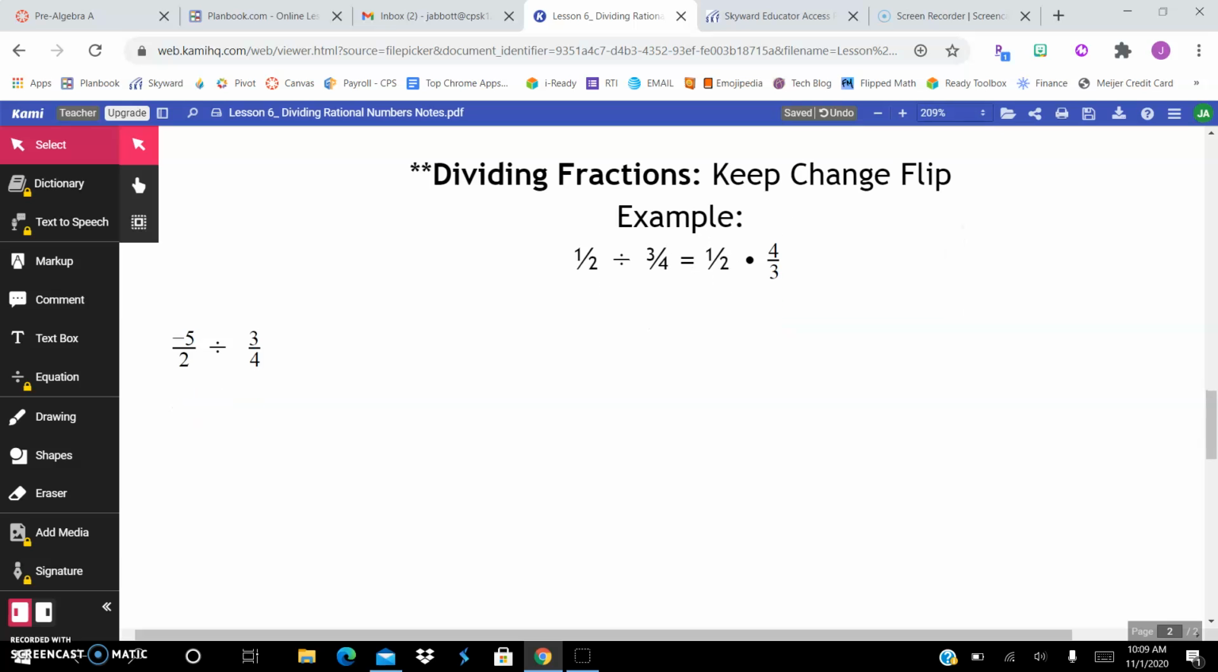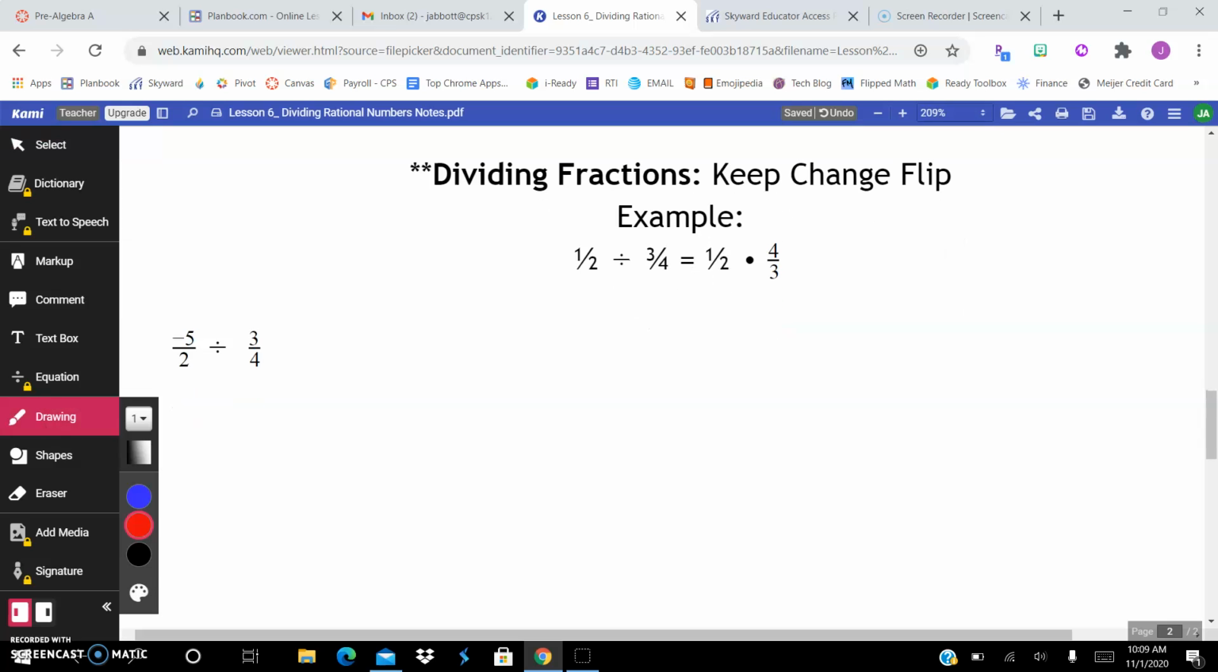Moving on, we're going to take a look at dividing fractions. And the statement that I want you to remember with dividing fractions is keep, change, flip. So what that means is if you had a division problem with fractions, you are going to keep the first number. So in our example here, 1/2 divided by 3/4, we are keeping the 1/2. We are changing that division sign to multiplication, and then we are flipping that 3/4 and making it 4/3.